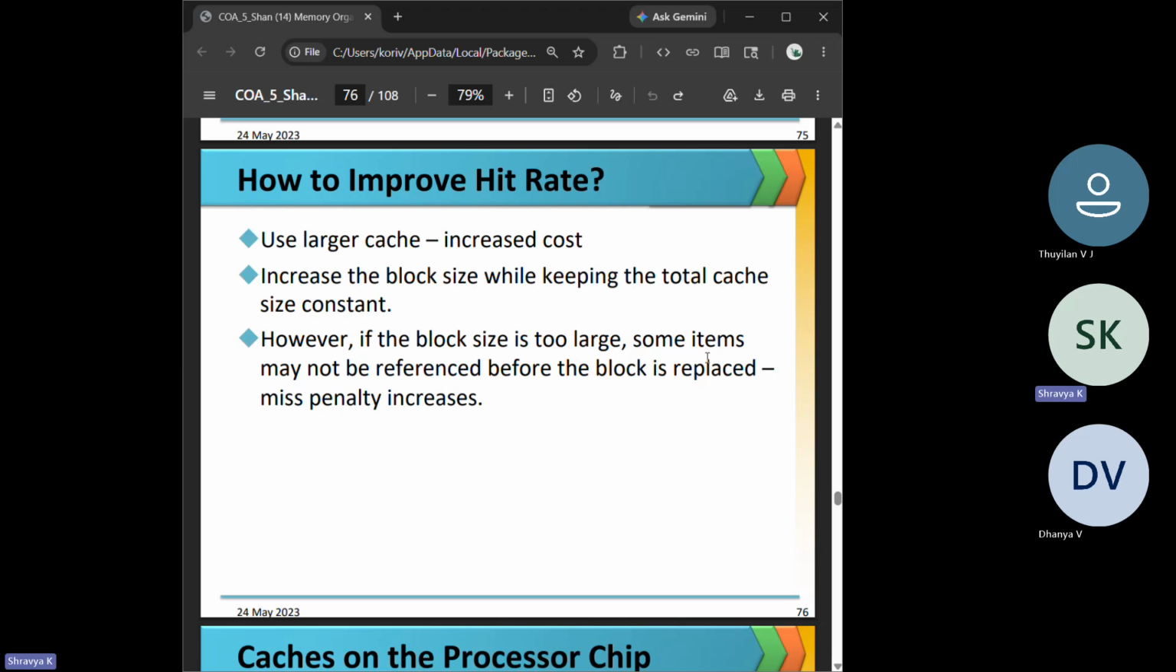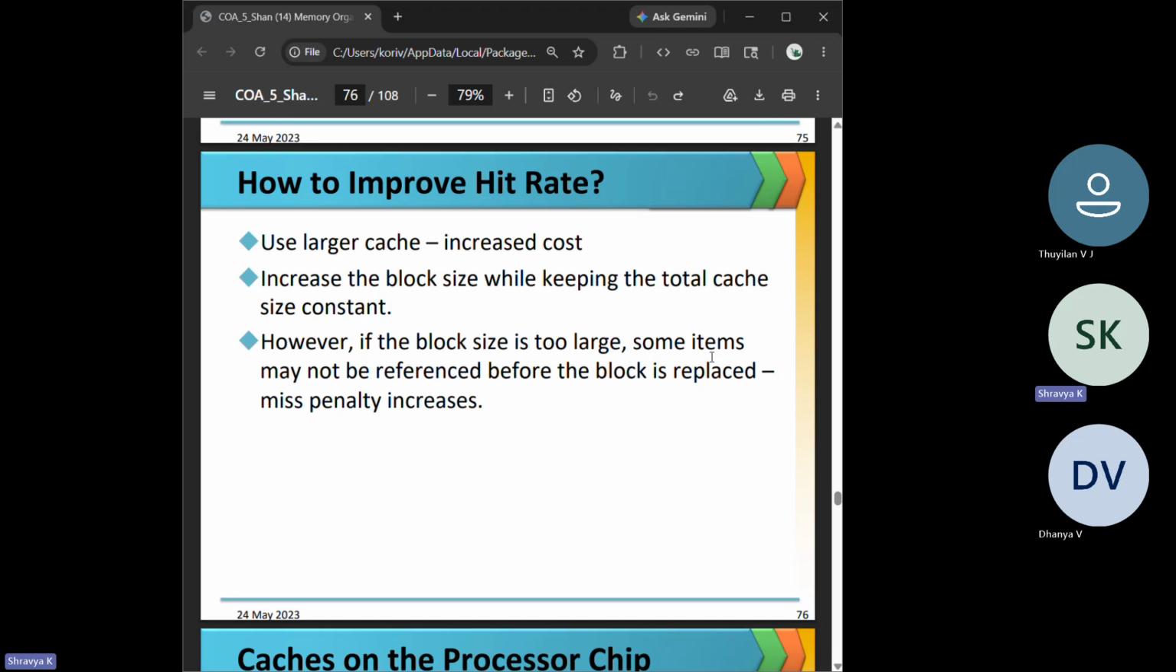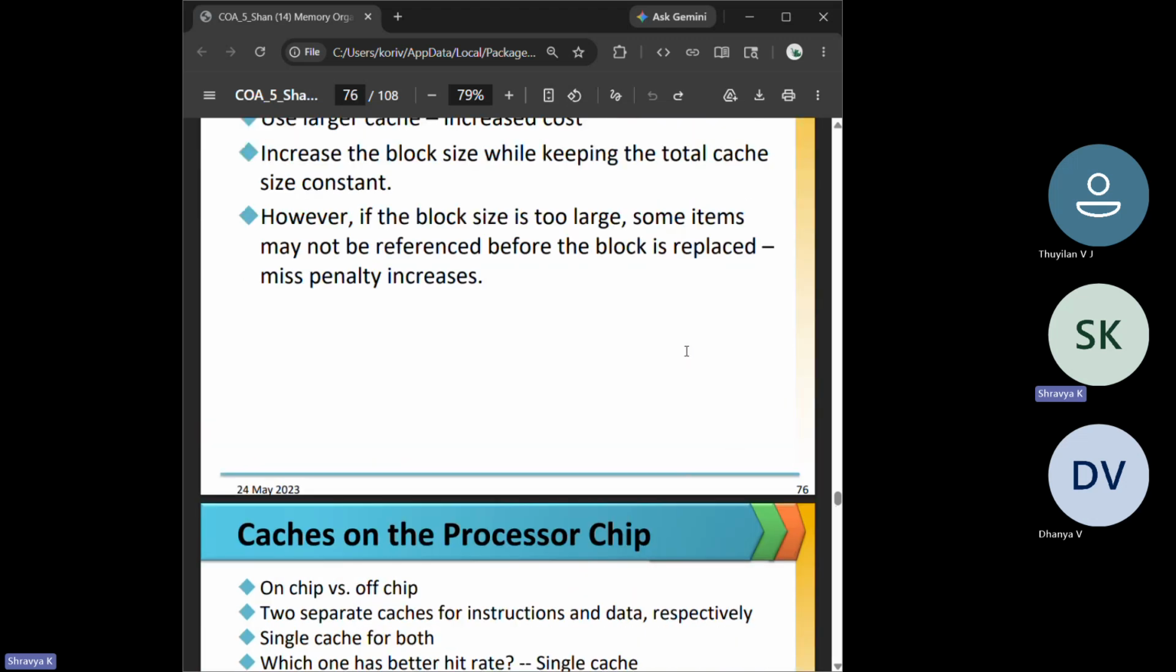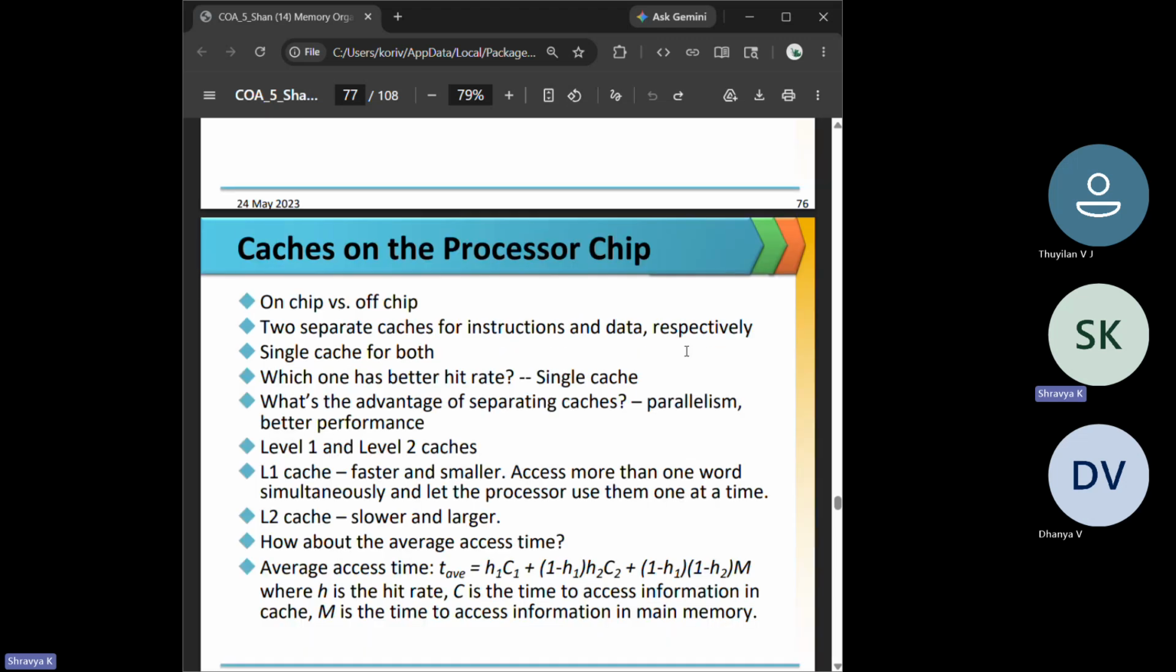So you need to find the sweet spot between having too large a block size and too small. Because if it is too large, you can keep missing, because you may bring in an unnecessary number of bits. You may need only a certain amount of data within that block. So that is why we need an optimal block size.